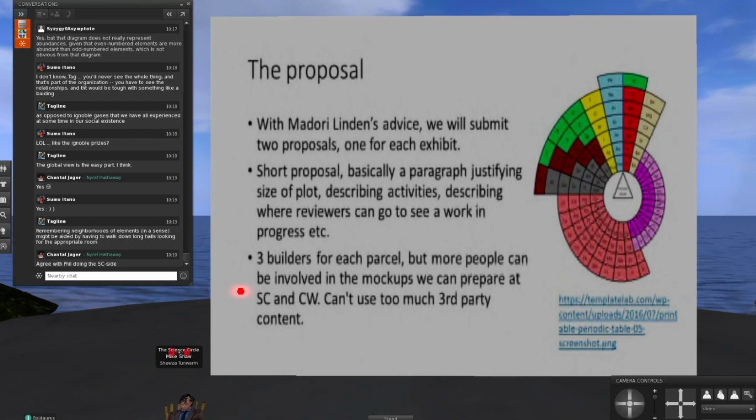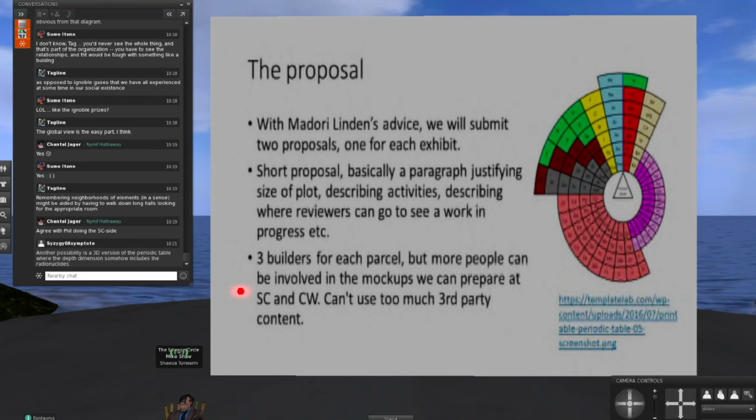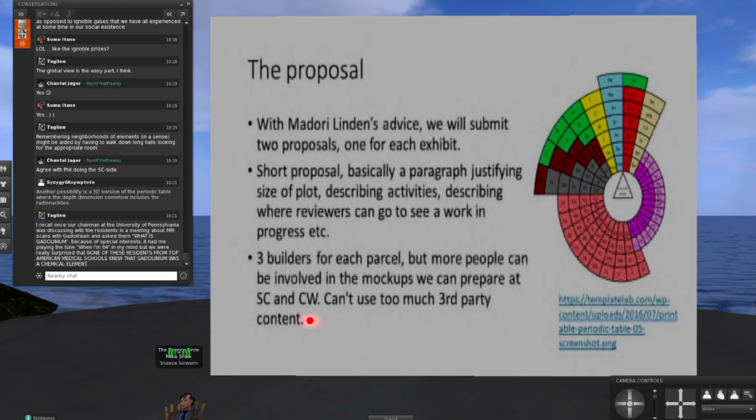It just means we have to organize and make sure that whoever is designated as one of the builders has access to any exhibit that we want to put up, has permissions basically. And they don't want much third-party content, so you couldn't just go on the marketplace and buy a whole bunch of really cool stuff. They really want stuff that we've made ourselves.